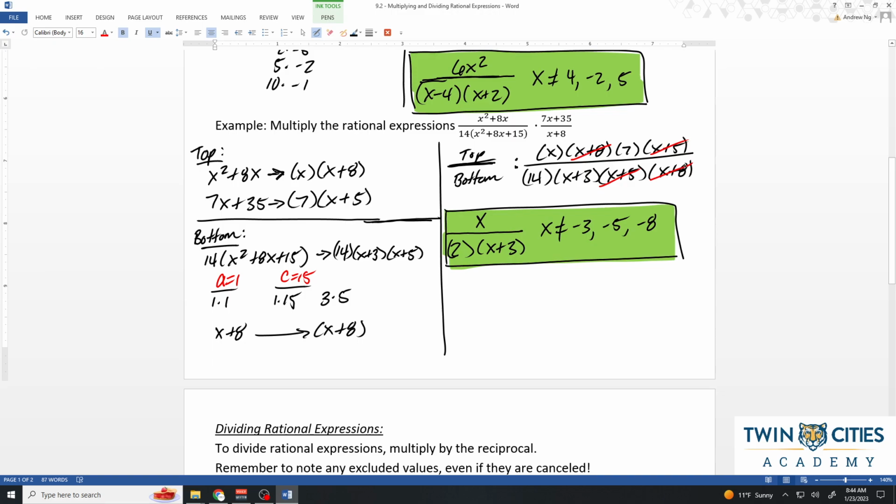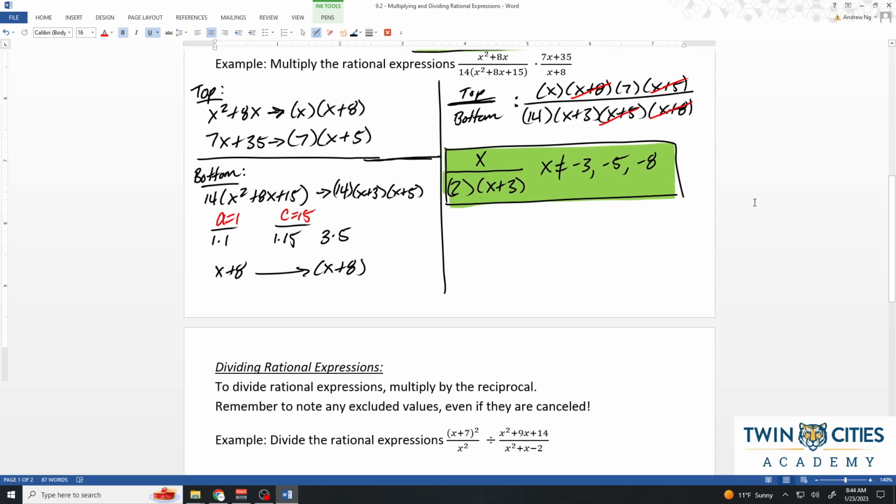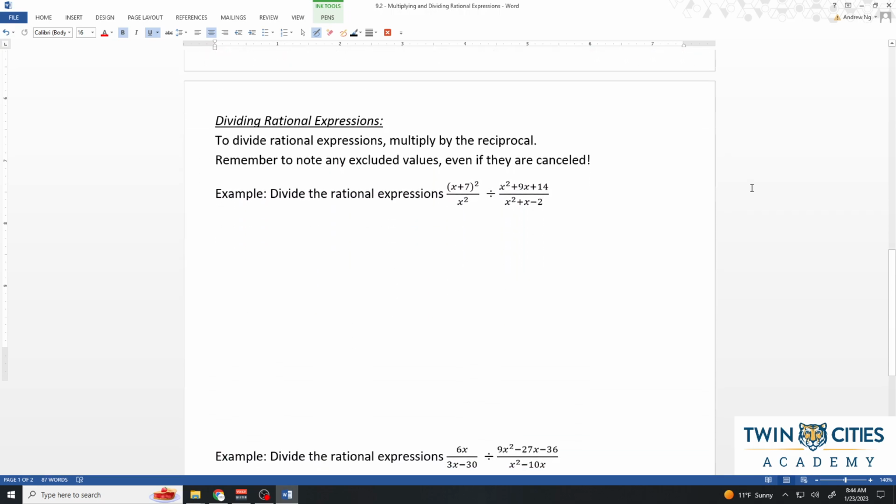Let's look at dividing, which we're not actually going to do any division when we divide rational expressions, because as it turns out, dividing rational expressions, I'm just going to multiply by the reciprocal of my second expression instead of dividing. So this takes care of having to do something really, really complicated.